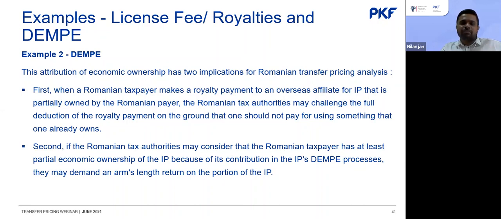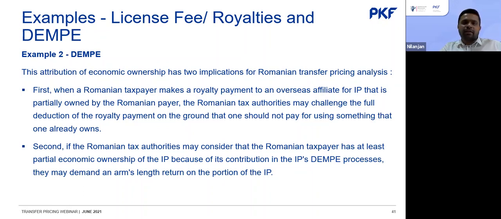So these are some things which need to be considered when we are doing our royalty analysis. The DEMPE is something which is extremely important. Like I said, we cannot just stick to what we had in the past. If we have any such agreements which are just saying that we need to pay a flat out royalty to our parent, we need to look at it very carefully.